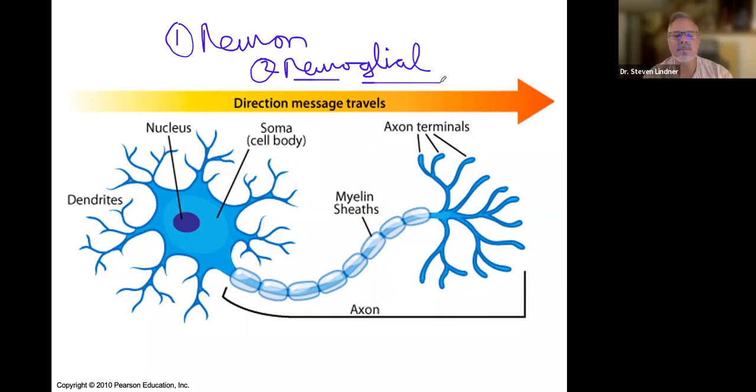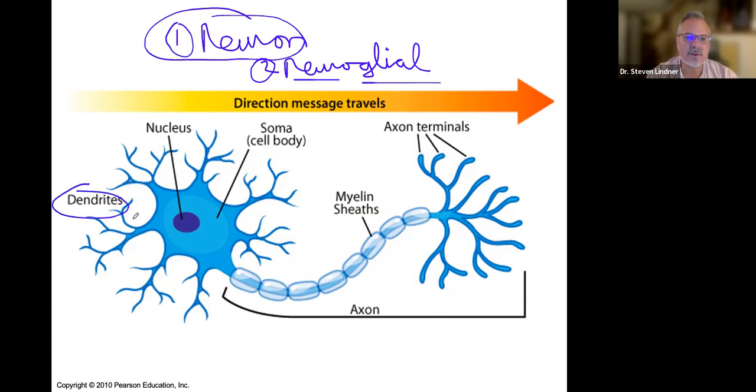Glial means glue. The only type of cell in the nervous system that is electrically excitable is the neuron, and that's what we're looking at down here below. The three main parts are these dendrites, which look like these branches around the periphery, the cell body, which is the soma, and then we have the axon. Those are the three really main parts of a neuron.